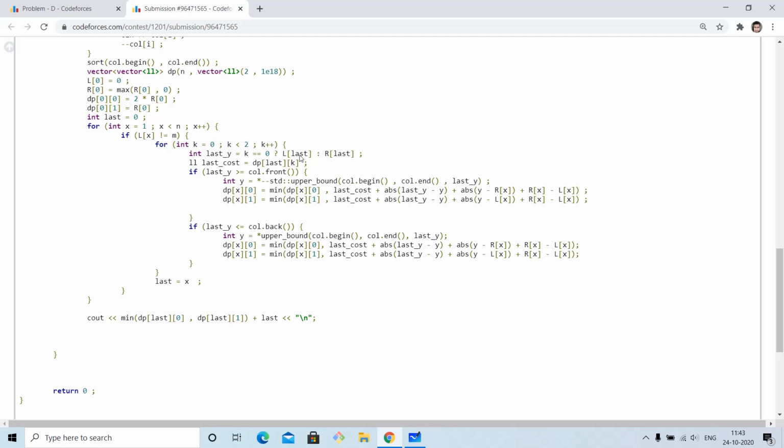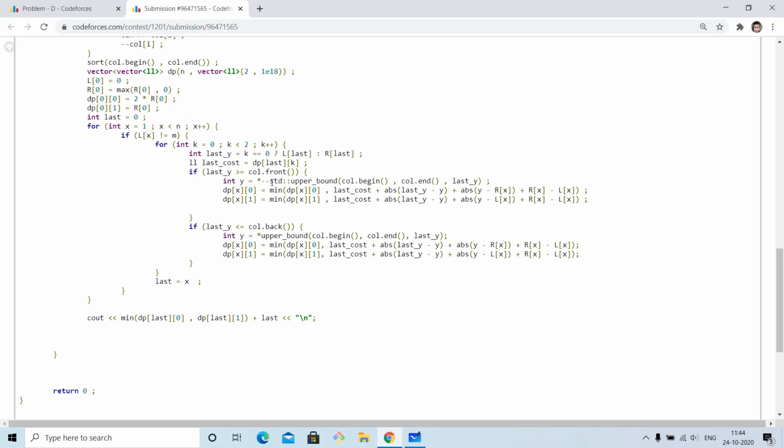Last y is, if we are coming from the leftmost treasure of the last row, and our key is 0, then this last y will be initialized as our leftmost position of the last row, or the rightmost position of the last row if our key is 1. And then what will be our last cost? So we know that for computing dp of I plus 1 comma pos, we will need this dp of I comma pos, so that will be added to our answer.